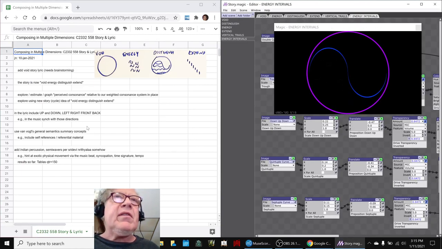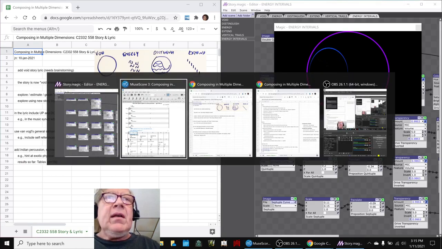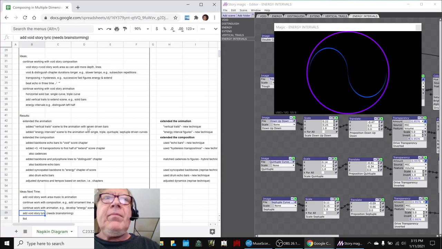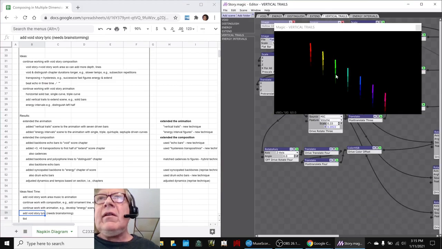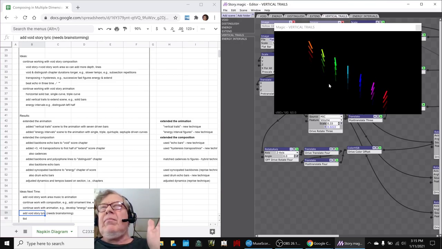And so today we spent a fair amount of time on fixing both of them up. In particular, we added a new vertical trails effect, which is this thing right here. Not only are the trails going straight down vertically from the vertical bars, but the bars are also selectively being driven right, middle, left, and the colors are also being driven. So we got that done.